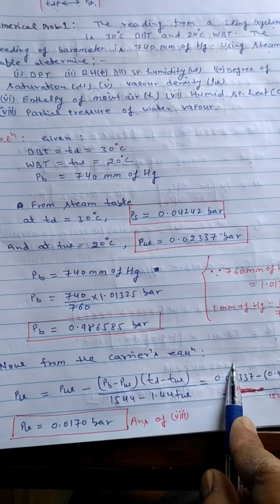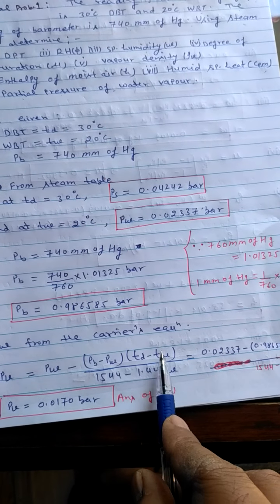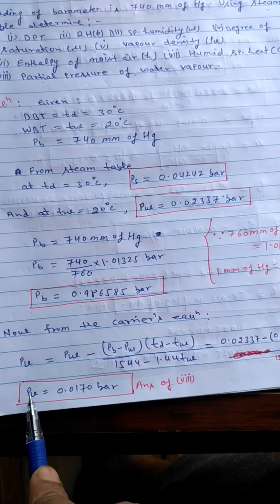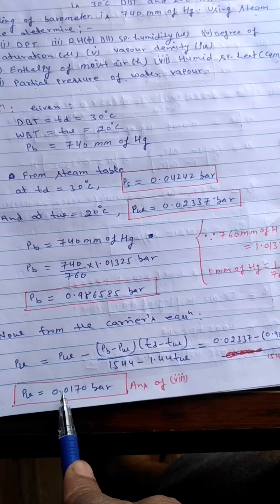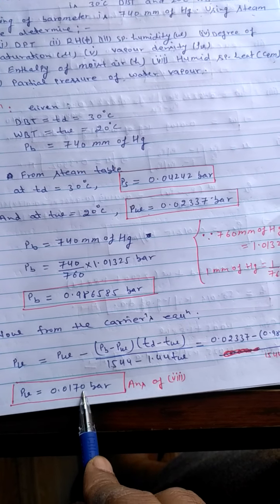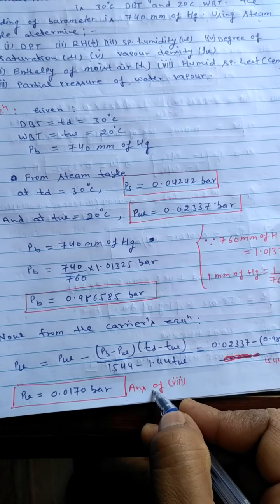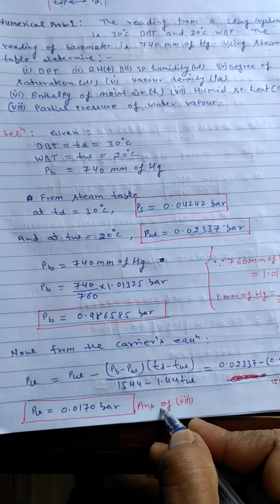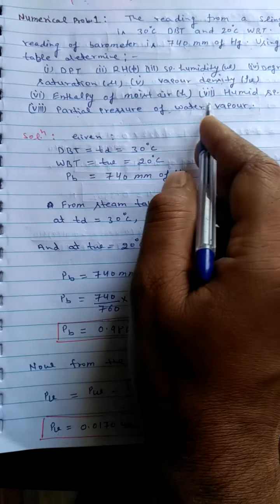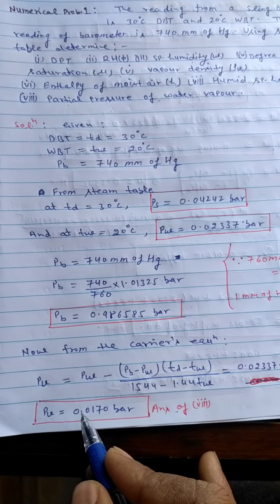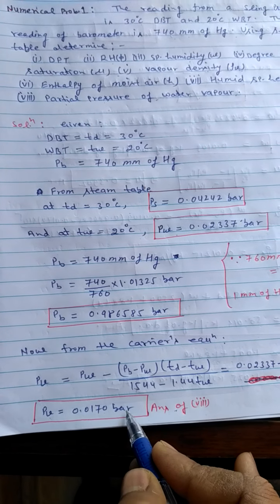And now from the Carrier's equation, we know that PV equals this. Put all the values in this equation. The temperature will be in degree centigrade. We get the partial pressure of water vapor 0.0170 bar. This is the answer of the first part of this problem. We have to find out the partial pressure of water vapor. So partial pressure of water vapor will be 0.0170 bar.